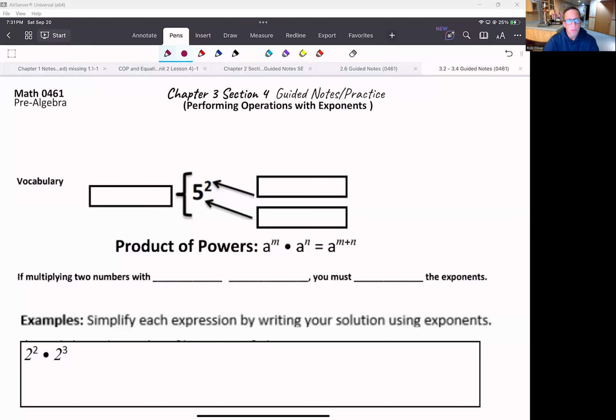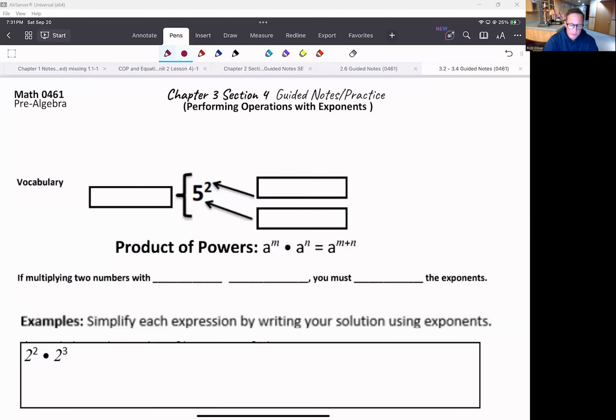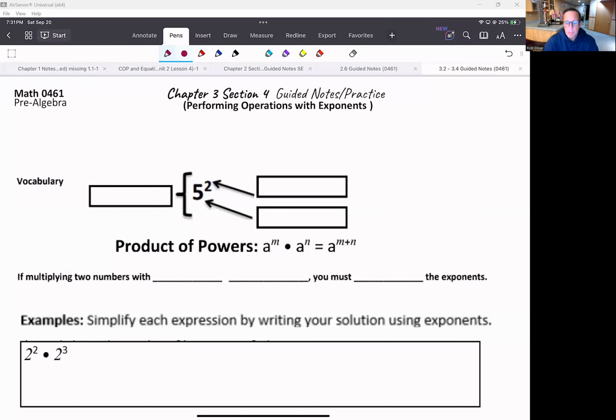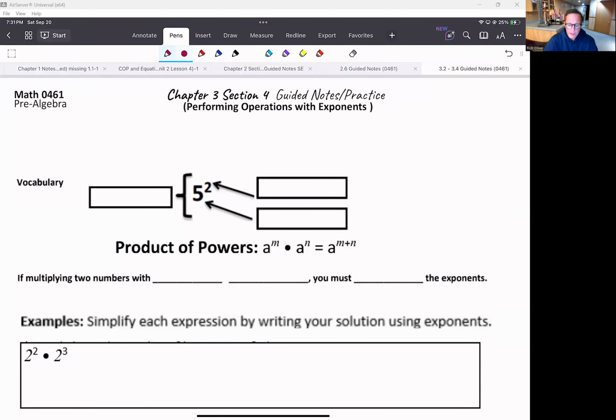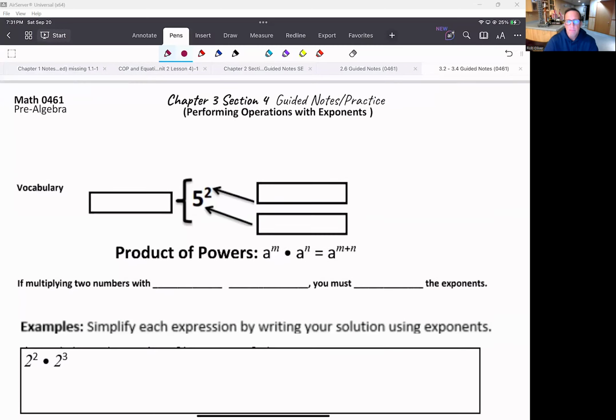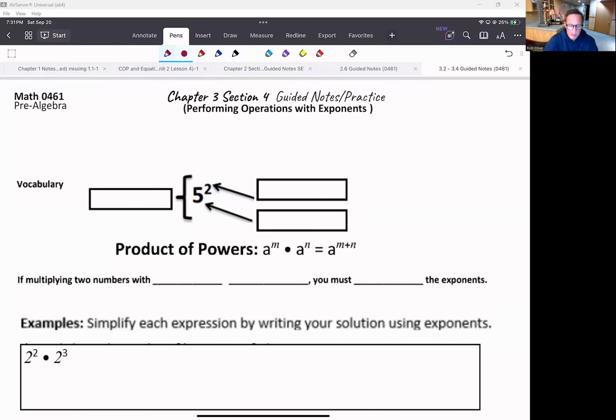Let's go ahead and go through chapter 3, section 4. Now we skip chapter 3, section 3 from the book, so we're not missing anything. We just don't do that. So let's go right into section 4, which covers operations with exponents.